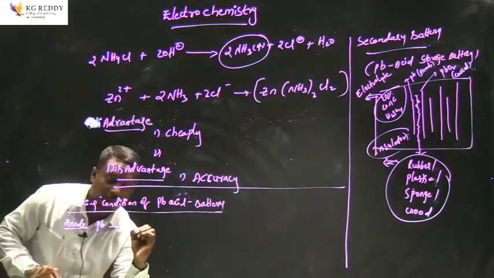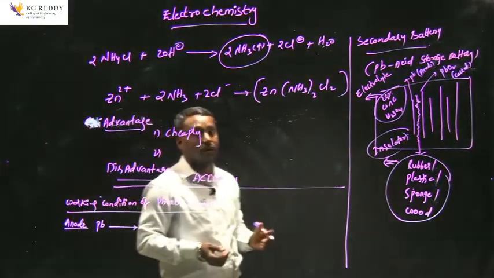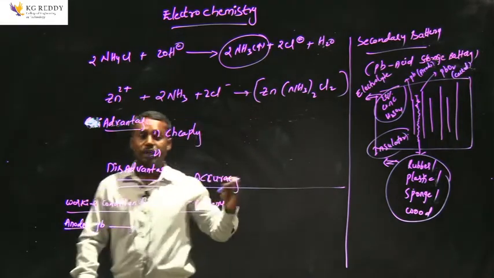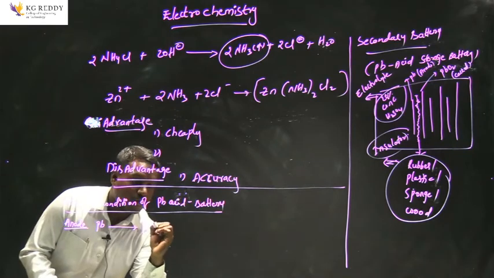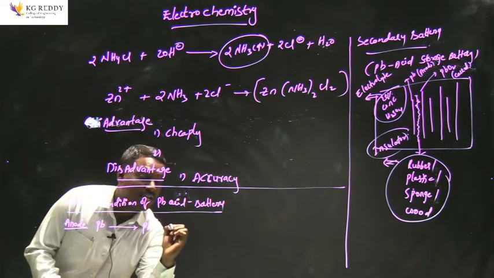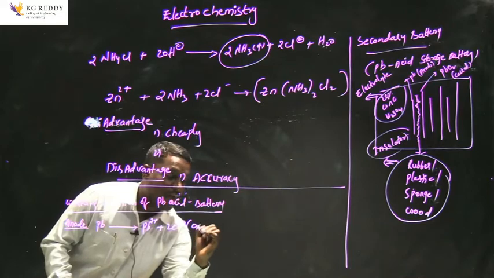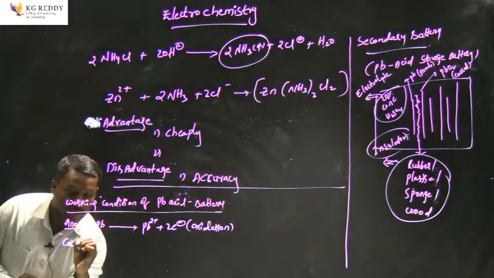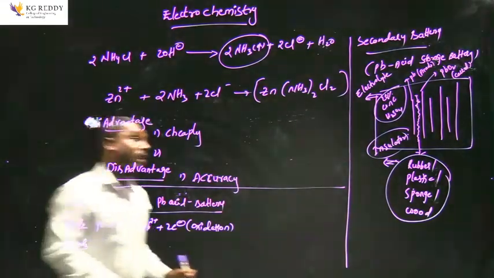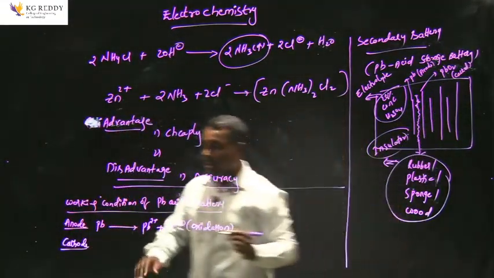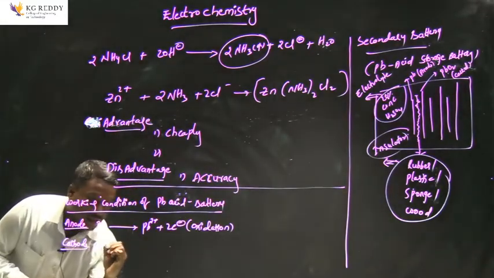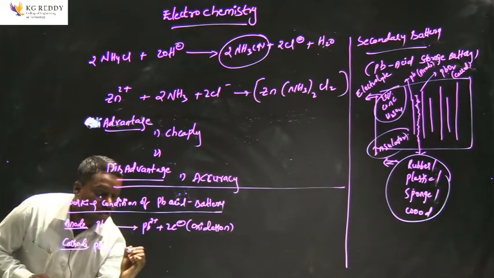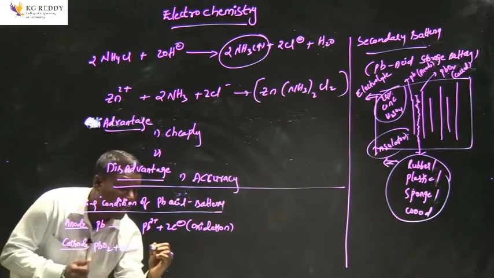What is the nature of the anode? The anode always loses electrons, therefore it undergoes an oxidation reaction. Oxidation means losing electrons. Next, the lead dioxide plate acts as the cathode. What is the nature of the cathode? It gains electrons from the anode, utilizing the electrolyte.